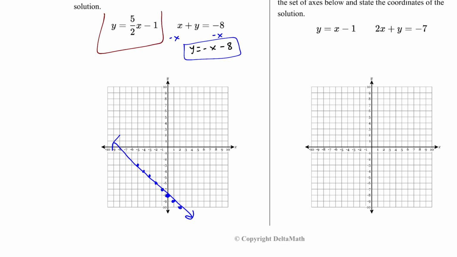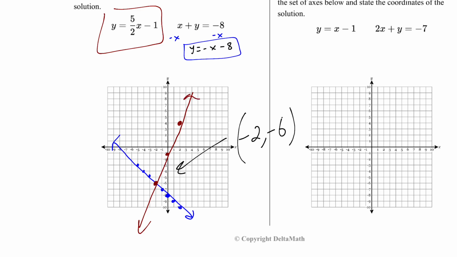My next graph is this one. I'm at negative 1. I'm going up 5, right 2. So I'll go that in reverse. I'll go left 2, down 5. There's my line. Where do they intersect? Here at negative 2, negative 6.